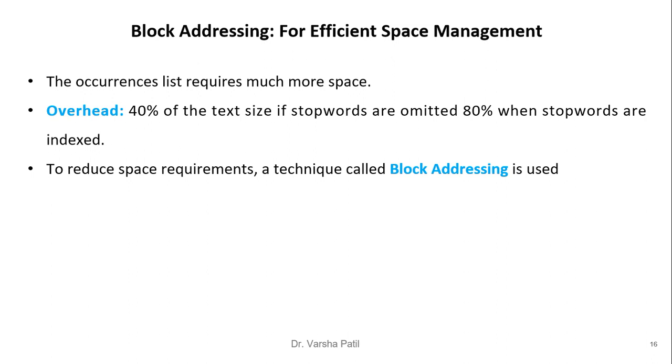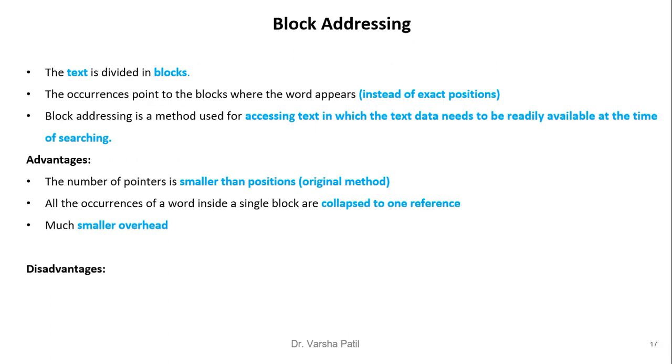To reduce space requirements, a technique called block addressing is used. In block addressing, the text is divided into blocks. The occurrence points to the block where the word appears instead of the exact position. Block addressing is a method used for accessing the text in which text data needs to be readily available at the time of searching.